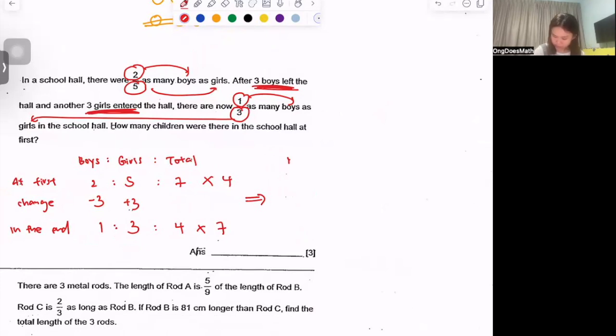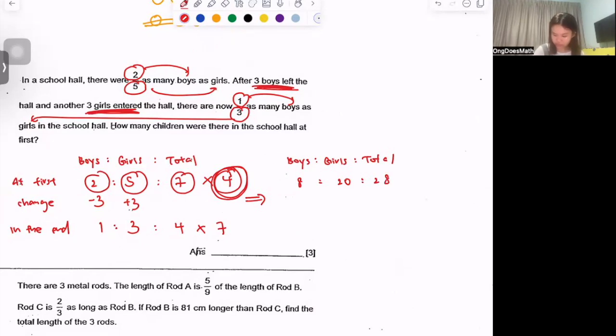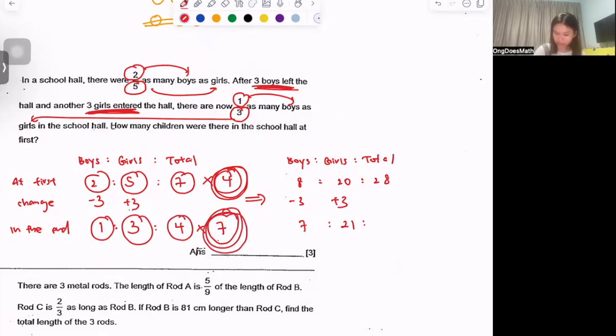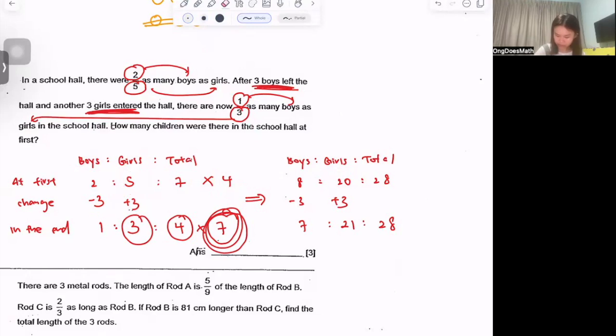Good. So now I will draw at the end. So we have boys, girls, total. So at first, it will be 4 times 2, which is 8. 5 times 4, which is 20. 7 times 4, which is 28. The change is still the same. 3 boys left, 3 girls entered. In the end, we have 1 times 7, 7 units here. 3 times 7, 21 units here. And 4 times 7, 28 units here.